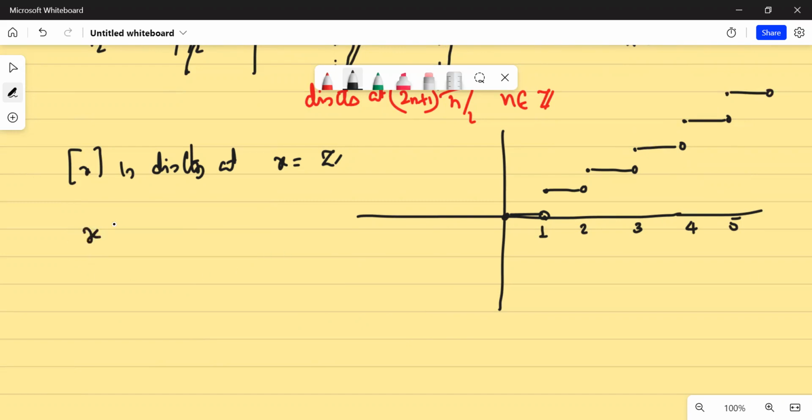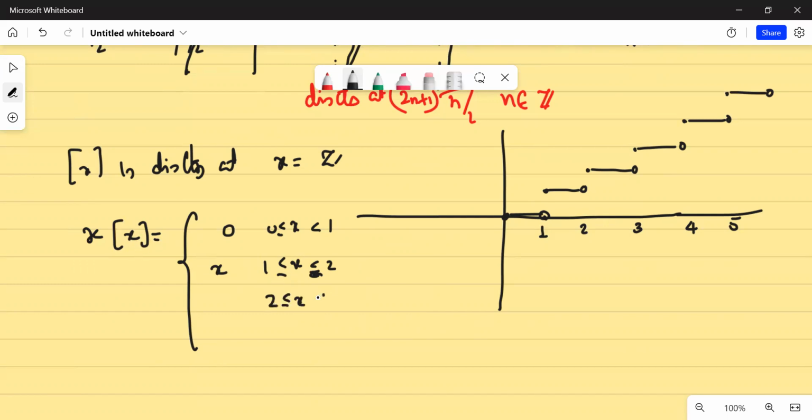Yes, sir. So if I want to write x into greatest integer of x, I will have to divide. Let's say I'm dividing on the positive side only. On the negative side, the same can be done. From x equal to 0 to 1, it is 0. 0 into anything is 0. From x equal to 1 to 2, it will be simply equal to x because your greatest integer x would become 1. Is that clear? From x from 2 to 3, it will become 2x. From x 3 to 4, it will become 3x, so on and so forth. Is that clear?